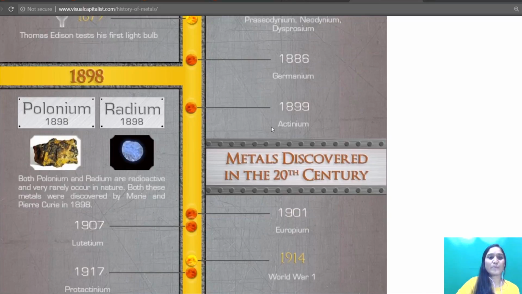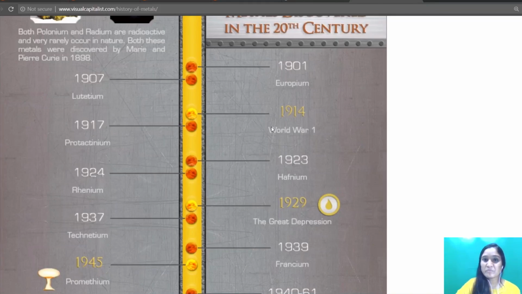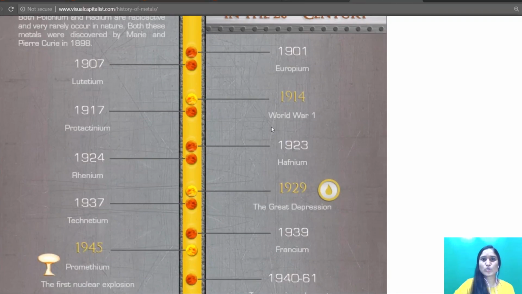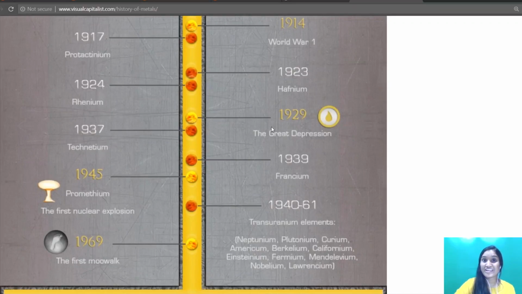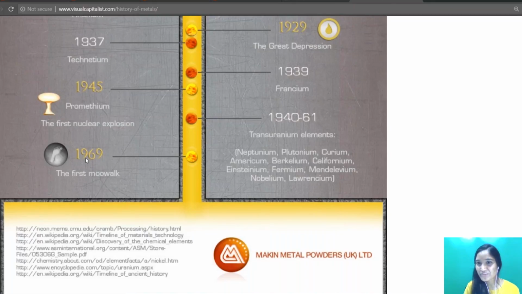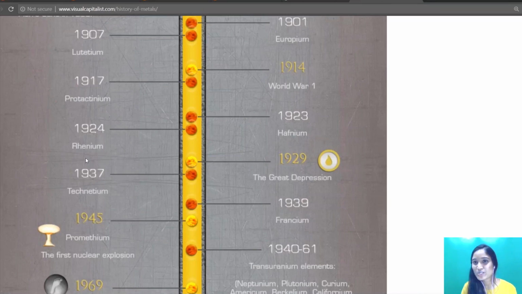Well, anyway, coming back. Metals discovered in the 20th century. So it's very close to our age group, right? Europium, World War I. Next, hafnium. I'll show you something which is very important for us, francium. Francium is radioactive. And then 1969, look what happened. There are some instances also related to it, so instances and of course the metals. So guys, this is the history of elements.